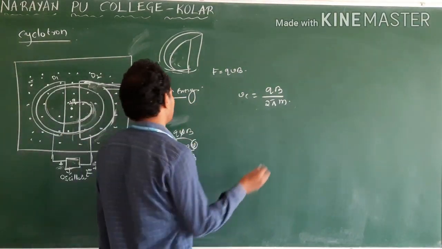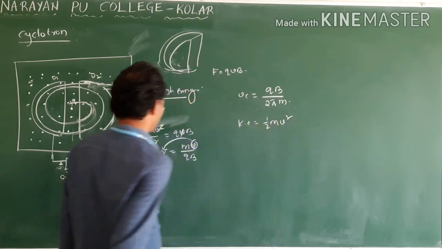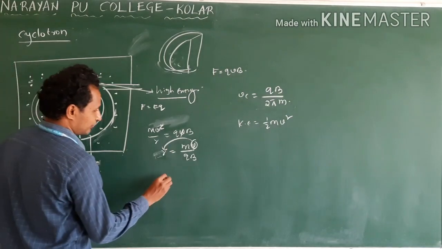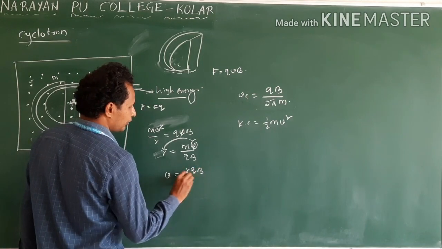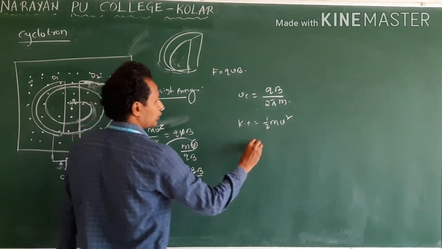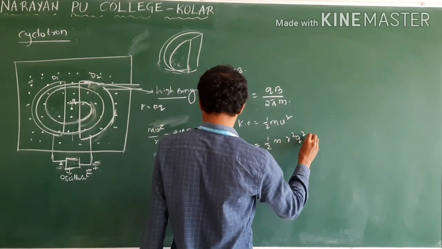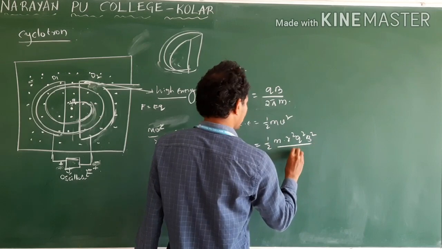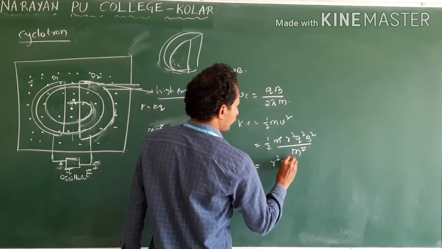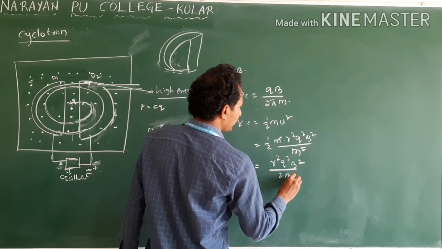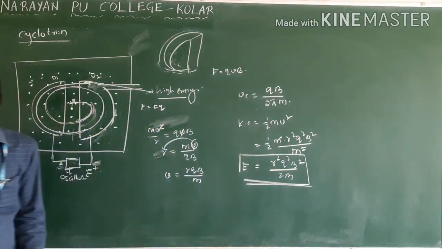Which energy does it possess? Kinetic energy. Kinetic energy is equal to half mv square. From this, v is equal to what? v is equal to RqB by m. This you substitute. Half m times R square q square B square by m square. One m cancels. R square q square B square by 2m. This is the energy of the charged particle. Clear?